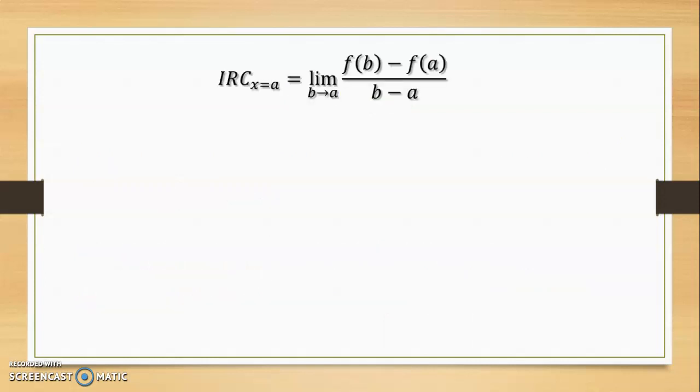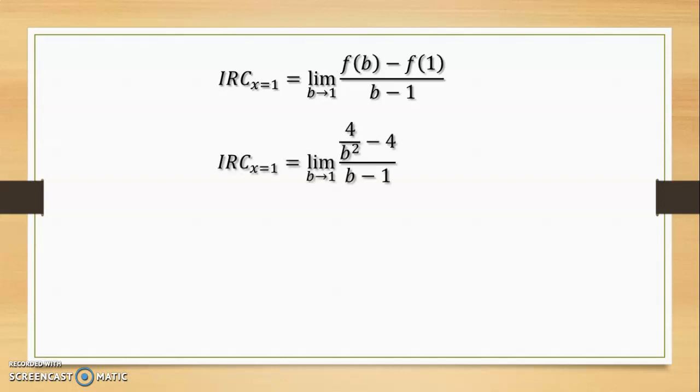Our definition for instantaneous rate of change at x equals a stated that we would like to conduct a limit where b goes towards a and calculate the slope, f of b minus f of a over b minus a. Now in our specific case, we were looking to find the slope at 1, so the fixed point we are choosing is 1, and it'll play the role of the a as we move b towards 1. Now f of x was 4 over x squared. Therefore, f at b is 4 over b squared.